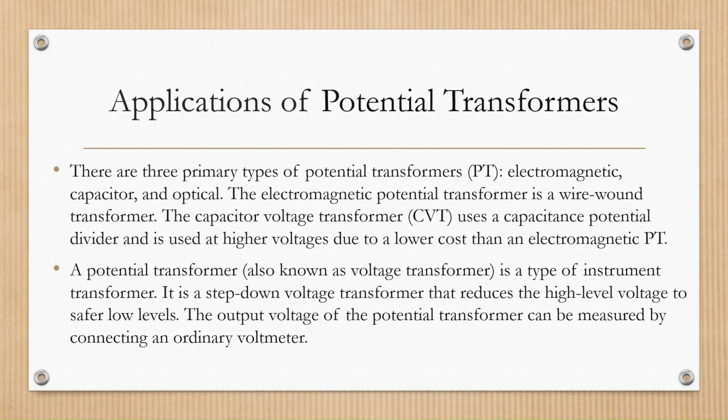A potential transformer, also known as voltage transformer, is a type of instrument transformer. It is a step-down voltage transformer that reduces the high-level voltage to safer low levels. The output voltage of the potential transformer can be measured by connecting an ordinary voltmeter.